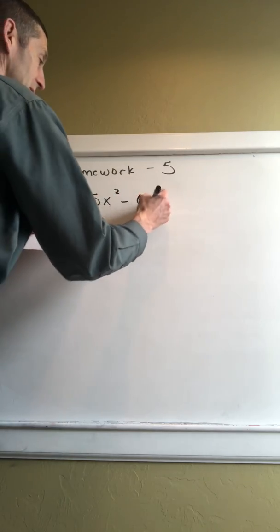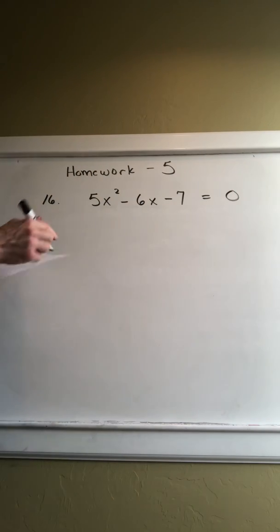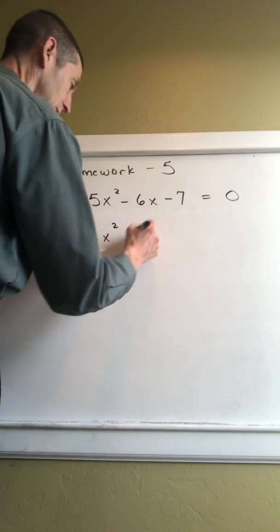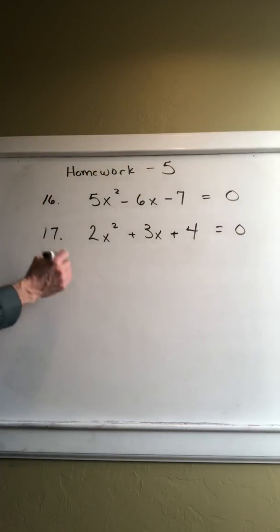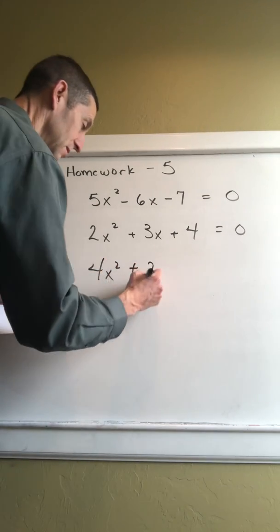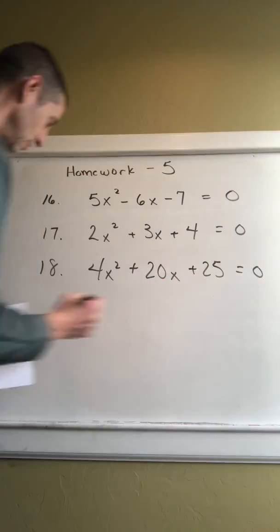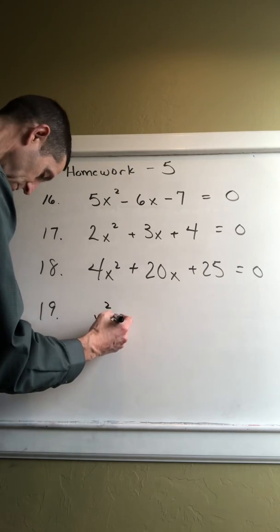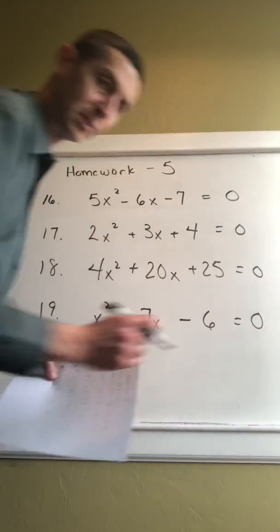5x squared minus 6x minus, ooh, there's that negative again. It's a good thing I showed you that one. Here's 17. 2x squared plus 3x plus 4. 18. 4x squared plus 20x plus 25 equals 0. And one more down here. Let's do 4 of these. So x squared plus 7x minus 6 equals 0.